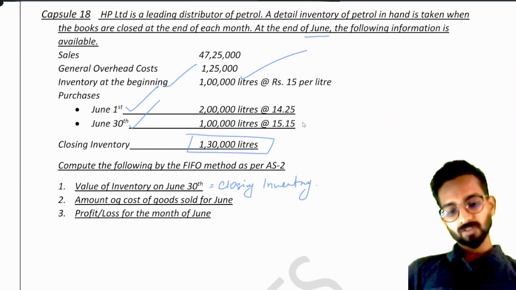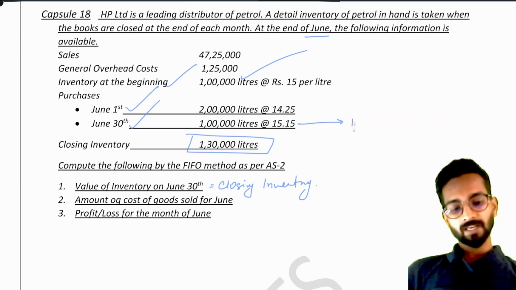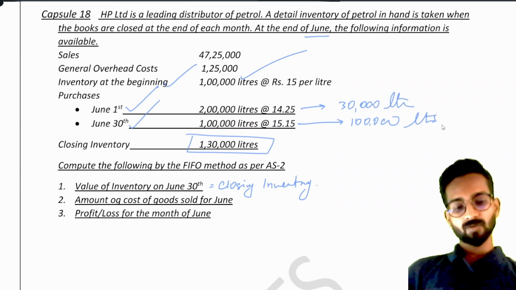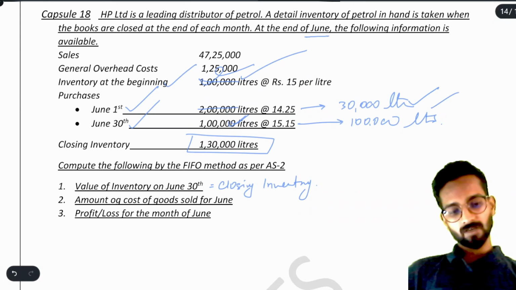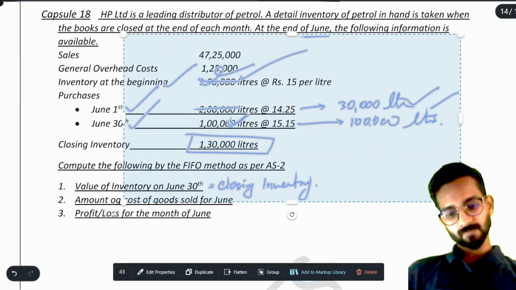See, from June 30 we will take entire 1 lakh, and the next 30,000 we will take from June 1st, 30,000 liters. Understood? Why like this? Because we are following FIFO. In FIFO, this inventory and this inventory would have been sold first, and this will be the remaining, right, till the end. That is why we will take 1,30,000 like this. Now we will write our answer.